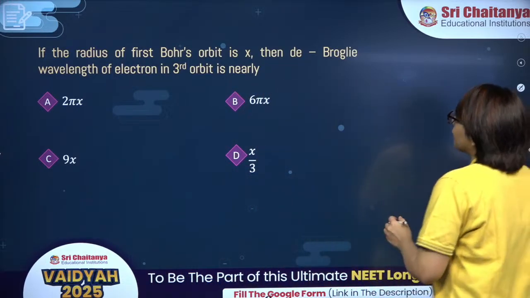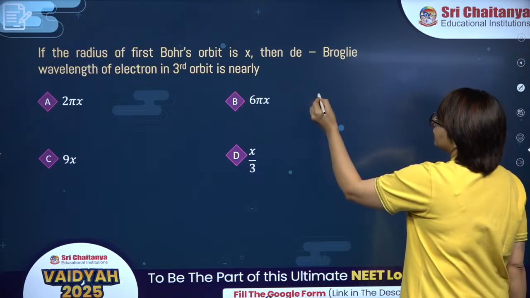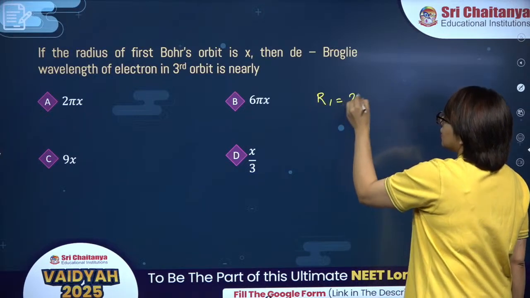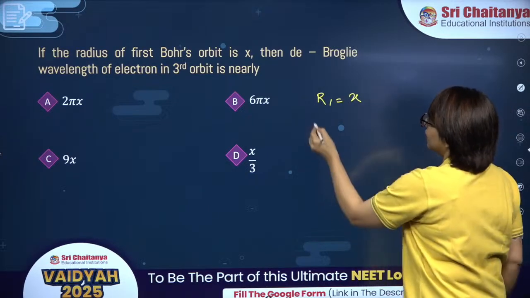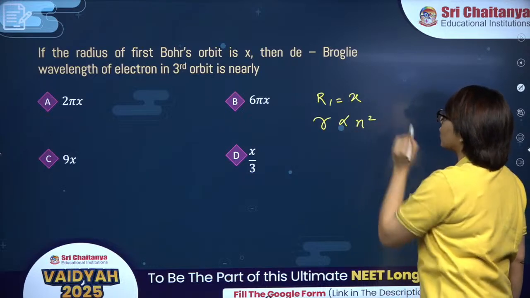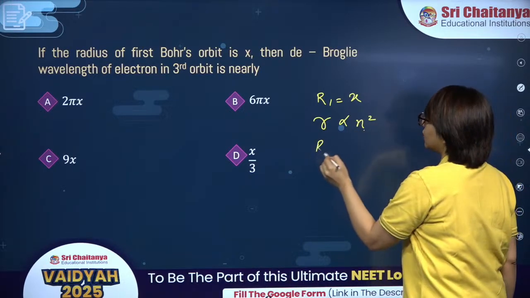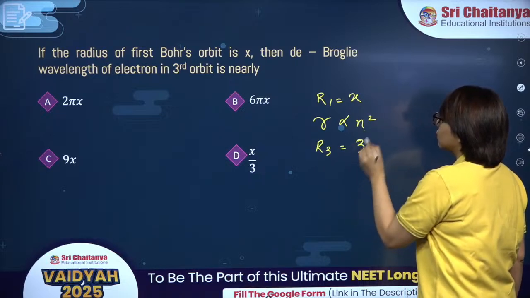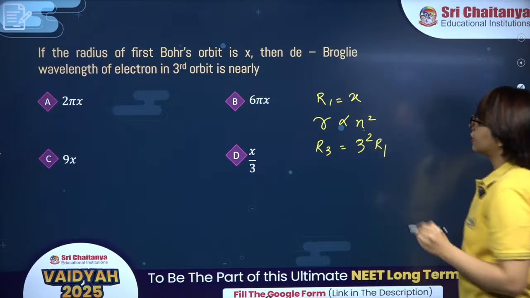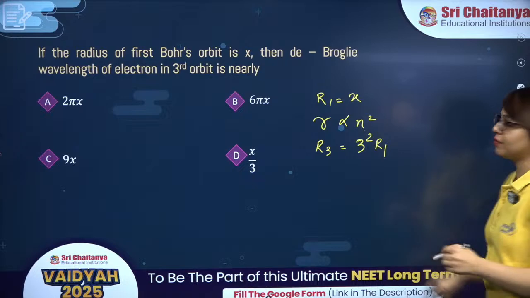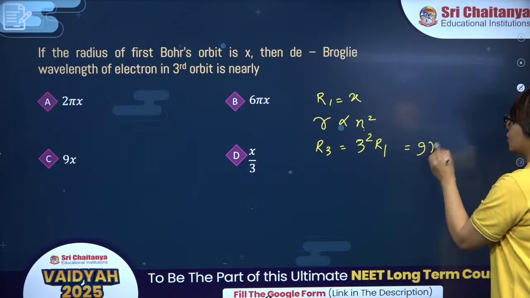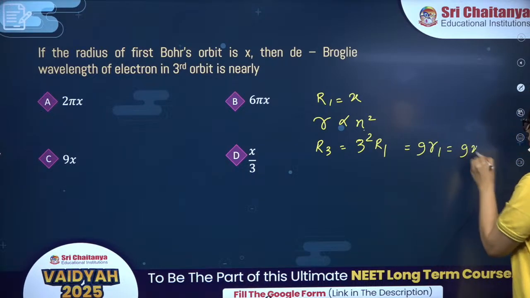So radius of the first Bohr orbit is x. And for third orbit, r is directly proportional to n square. So for third orbit, n will be 3. So r3 will be 3 square times r1, right? It will be 3 square times r1 over here, which is 9r1, which is equal to 9x.